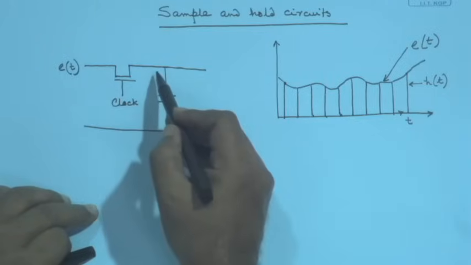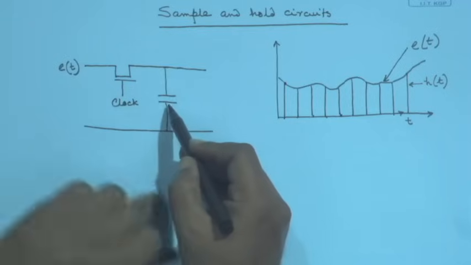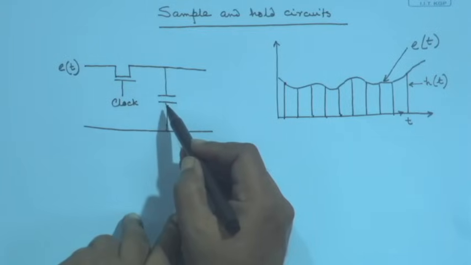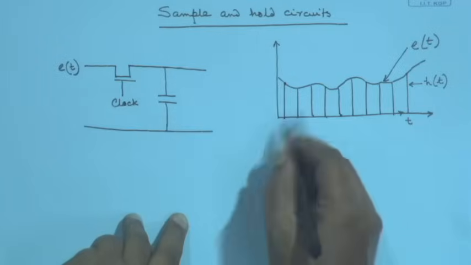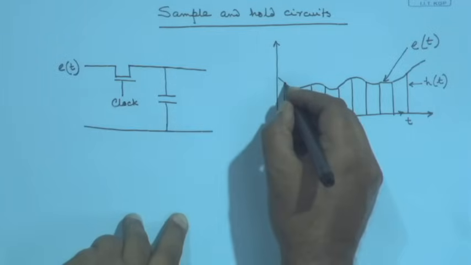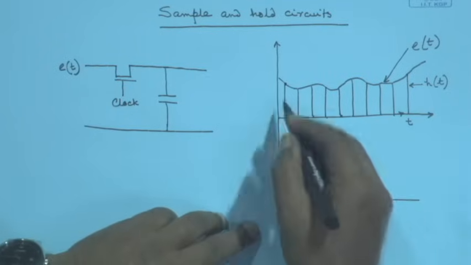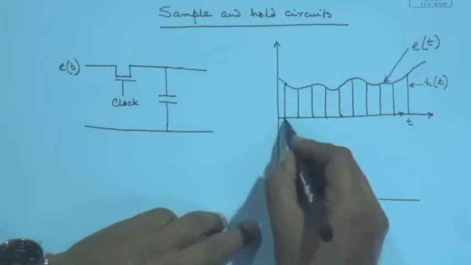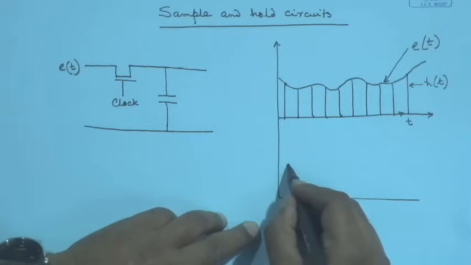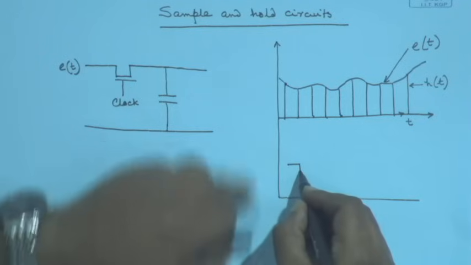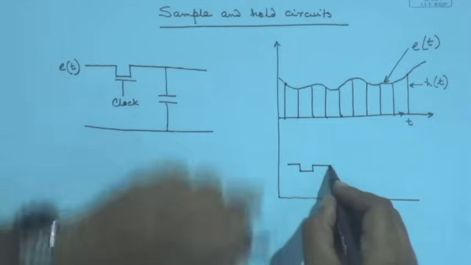And as soon as that is closed, current is flowing and charging this capacitor. So this capacitor will therefore hold the values at each of these points. And how will it look? As long as the new sample is not there, this value, whatever I am just trying to guess, is held here, then a lower value will come, then an intermediate value will come, like that.